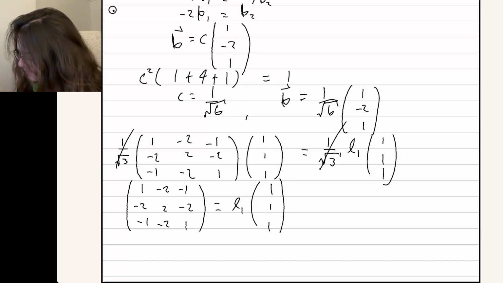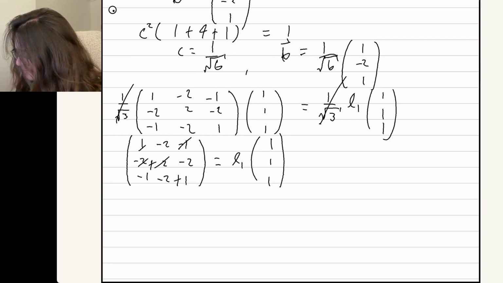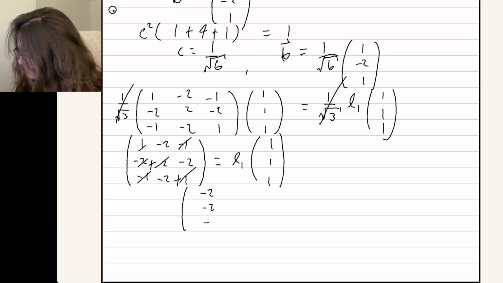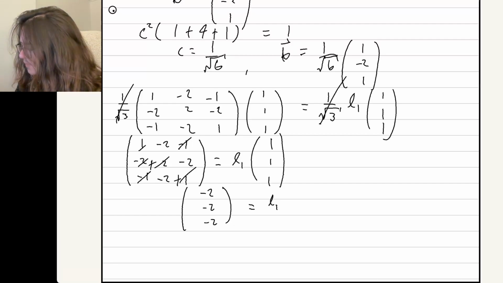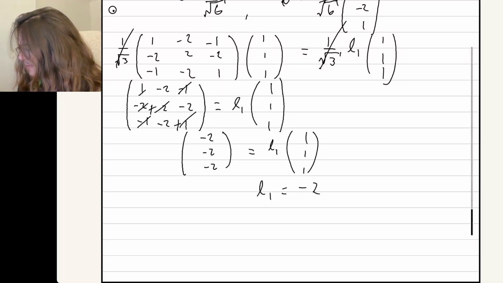Just doing the math in there, we got minus 1, minus 2, plus 2. I guess I should have written the plus signs, but it doesn't matter that much. And then these cancel out. So we have minus 2, minus 2, minus 2 equals L1 times 1, 1, 1. So it looks like the eigenvalue for B is minus 2.